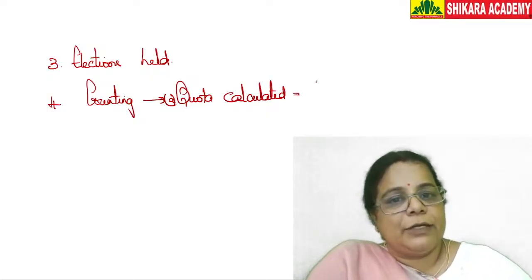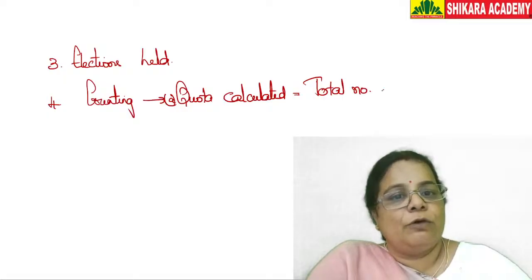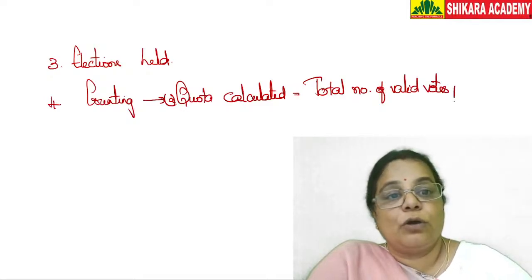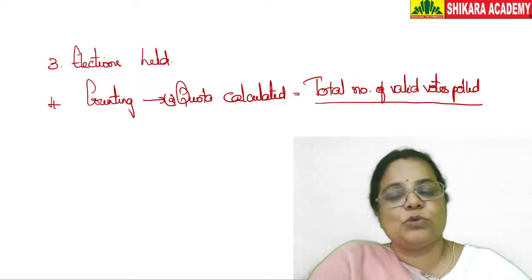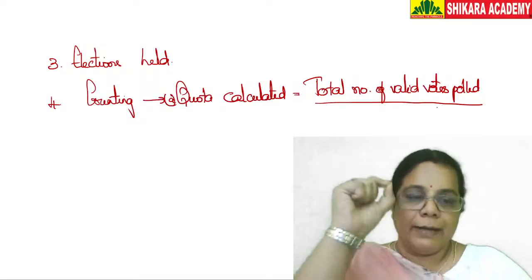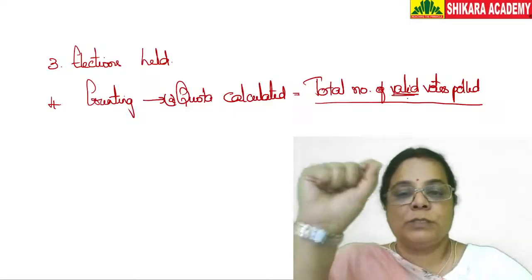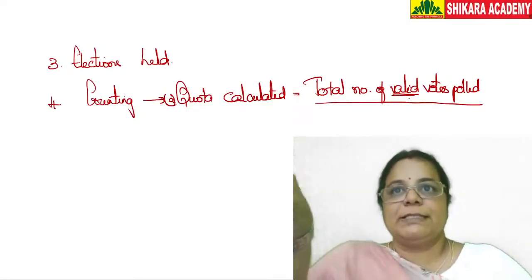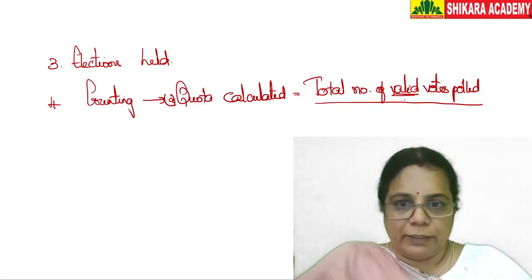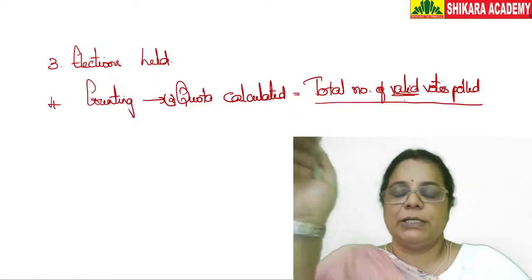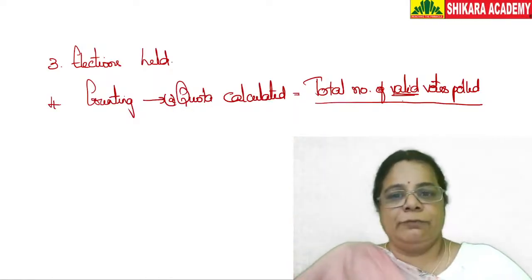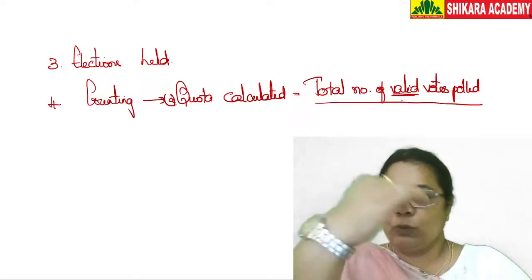Here, we take into consideration the total number of valid votes polled. We are not talking about the total number of votes. We are only counting those votes which have been polled. And remember, valid means, for example, a member who is disqualified cannot vote in presidential elections. Even if he votes, it is invalid. So, like that, only valid votes will be counted.